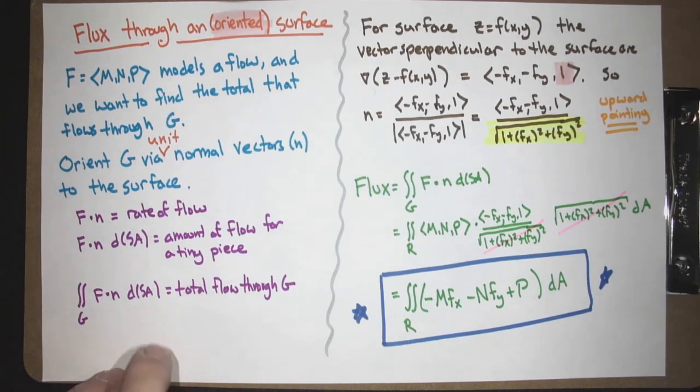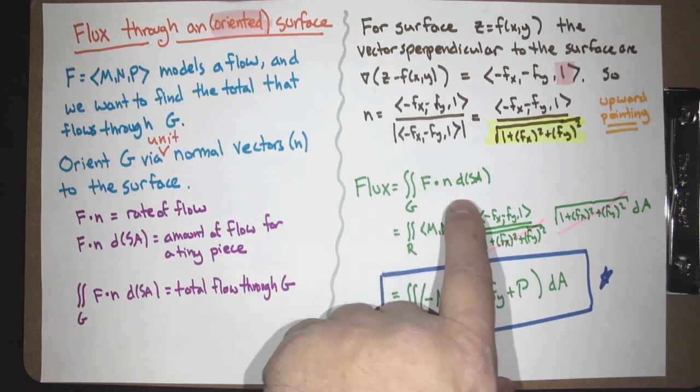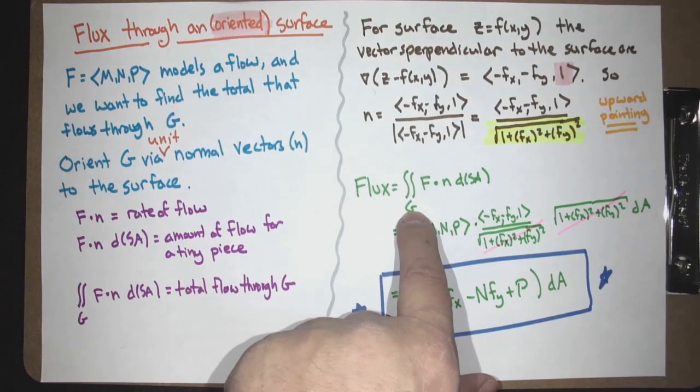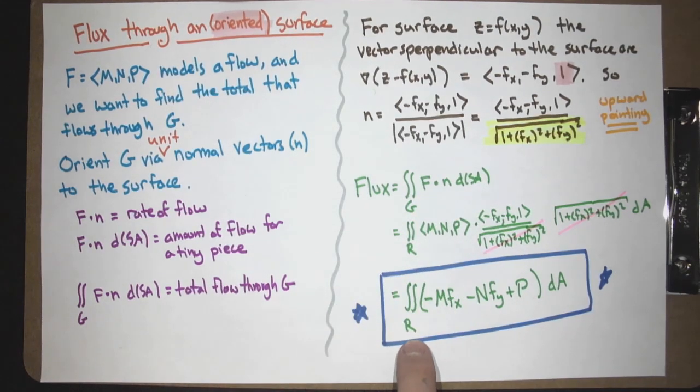But we never do a surface integral on a surface because that's too hard. We push down. And so we want to push down, instead of integrating over our surface, integrate over our region that the surface lies on top of.